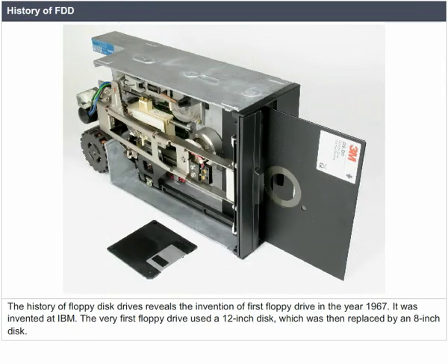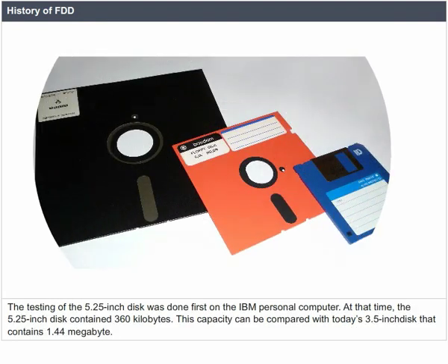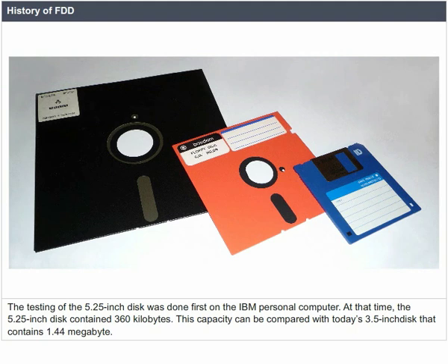History of FDD. The history of floppy disk drives reveals the invention of the first floppy drive in the year 1967. It was invented at IBM. The very first floppy drive used a 12-inch disk, which was then replaced by an 8-inch disk. The testing of the 5.25-inch disk was done first on the IBM personal computer. At that time, the 5.25-inch disk contained 360 kilobytes. This capacity can be compared with today's 3.5-inch disk that contains 1.44 megabytes.